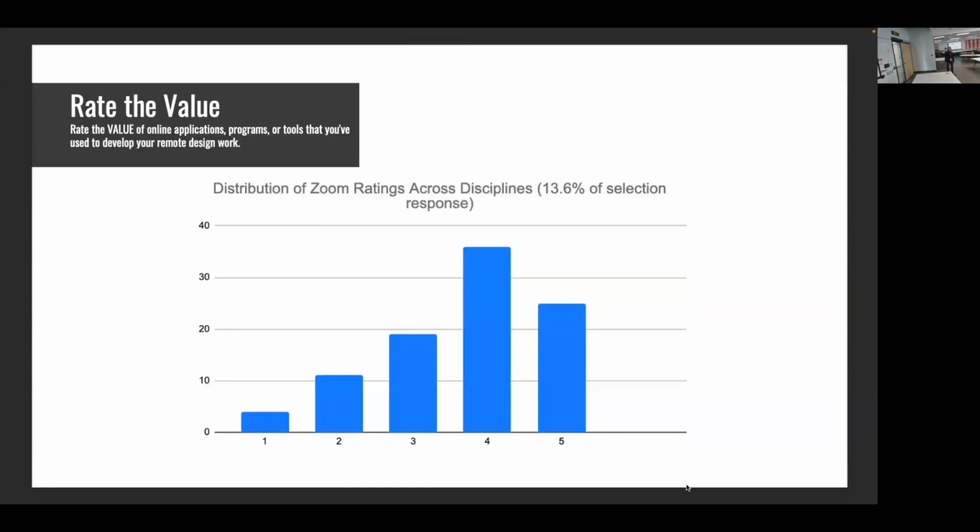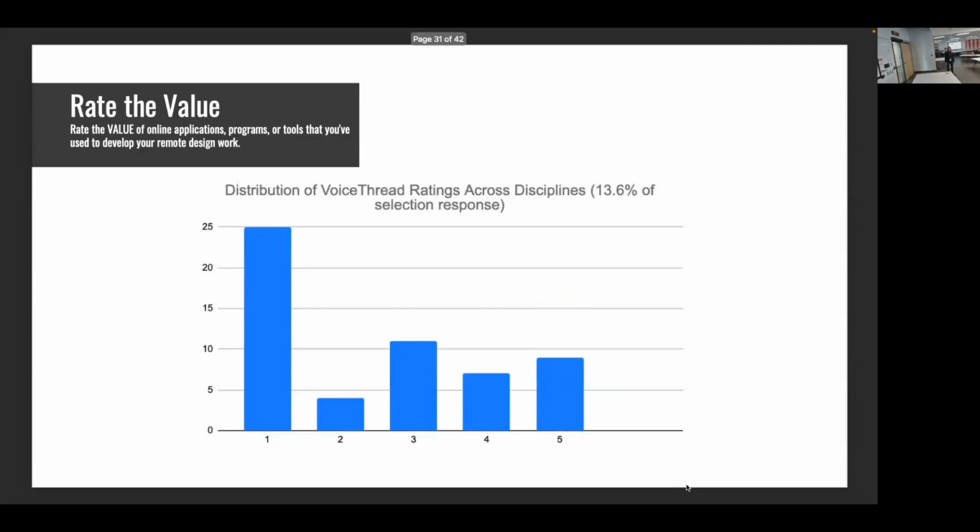So looking just at Zoom, this is how Zoom rated across all the design disciplines. This was how VoiceThread rated across all the design disciplines. I was like, oh my gosh, everything I know is in the trash, but no, it's not. Obviously, it stops you for a minute. You're like, I don't think I'm asking the right question yet.